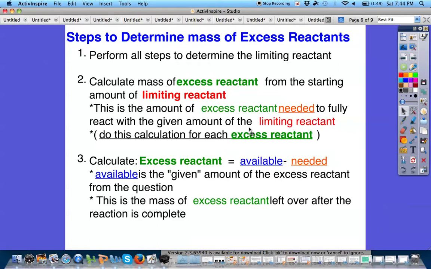We know that the limiting reactant is all going to be used up in the reaction, and so we need to know how much of the excess reactant is going to react with that. If you have more than 2 reactants, you will do this calculation for each excess reactant. And then the third step is calculate the mass of the excess reactant, taking the available, which is the given amount of the excess reactant from the question, minus what is needed to fully react, and that will give you the mass of the excess reactant that's going to be left over.